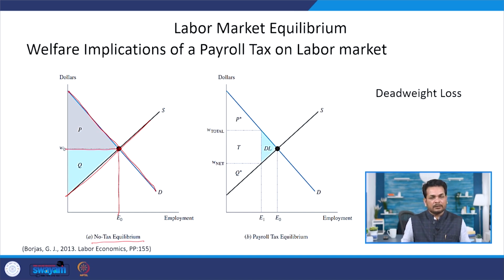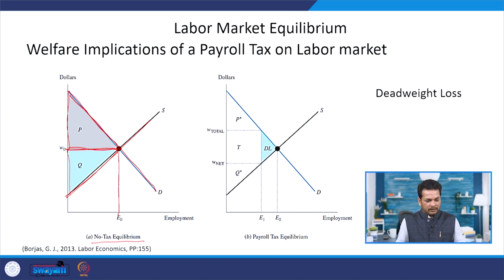As we have already discussed, in a competitive economy where the wage and employment are decided based on the demand and supply, the welfare gain for both the workers and the producers is maximum. So, the producer surplus, which is the triangle P, and the worker surplus, the triangle Q, are at the maximum level. Both the players, the workers and the firms, enjoy maximum surplus.